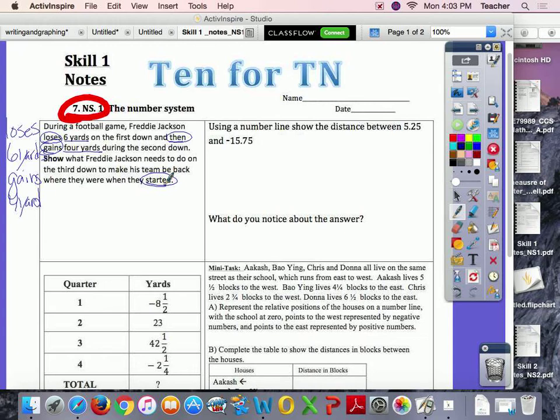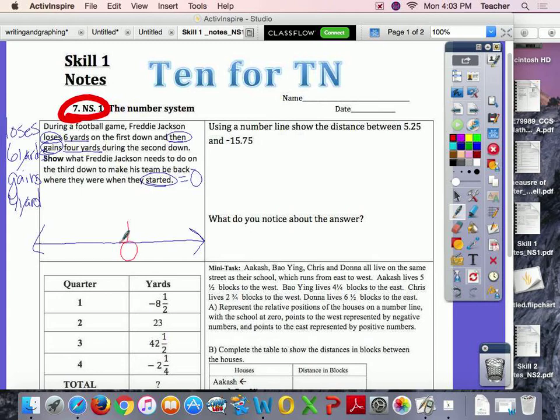Started means what? If we're on a number line, started always means 0. Think about football. Line of scrimmage. So let's draw a number line. This is going to be our best way to explain where all these numbers are coming from. So where did we say that started means? 0.